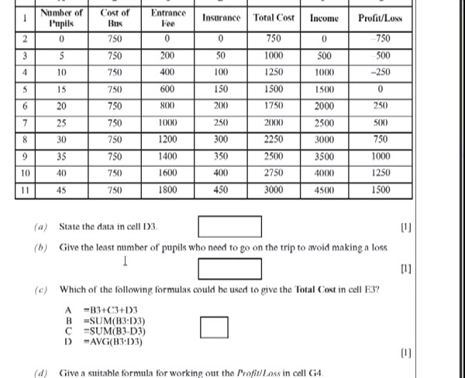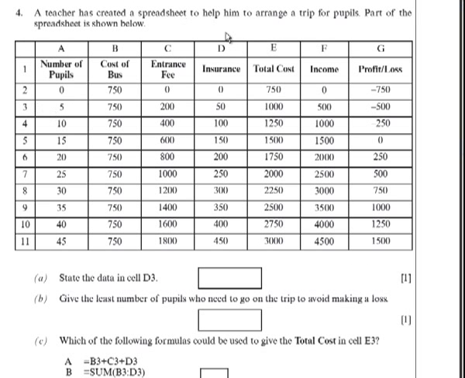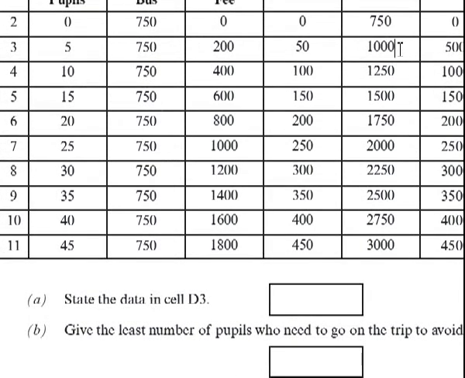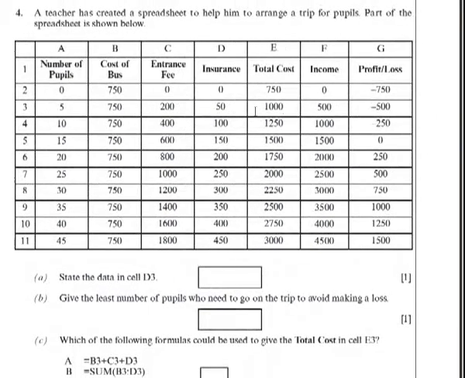Question C. Which of the following formulas could be used to give the total cost in E3? First of all, let's look at cell E3. You can see it's the total cost. Now if we look at the previous columns, number of pupils isn't going to be involved in the cost. It is going to be the cost of the bus plus the entrance fee plus the insurance. So we're looking for B3 plus C3 plus D3.